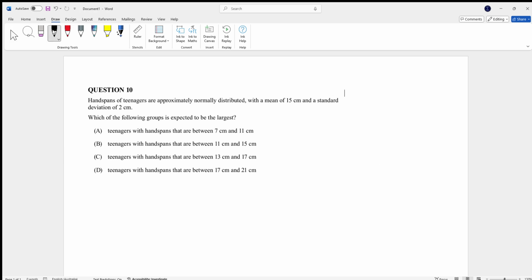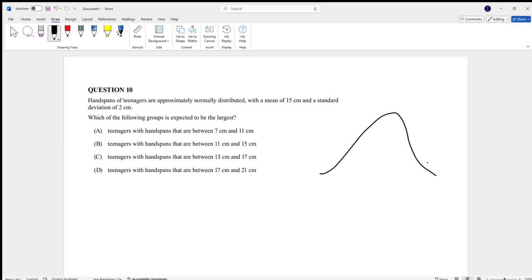But otherwise, let's get straight into question 10. The handspans of teenagers are approximately normally distributed with a mean of 15 centimeters and a standard deviation of 2 centimeters. Which of the following groups is expected to be the largest? So straight away we should know what topic this is. This is a normal distribution, and they even said it in the question here.